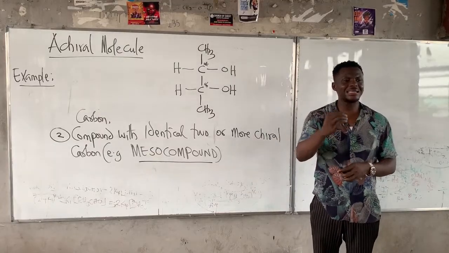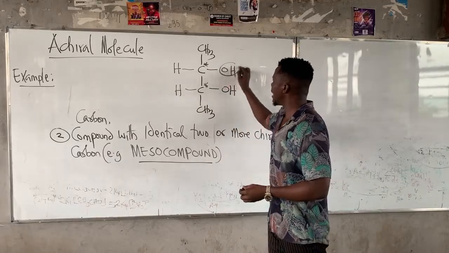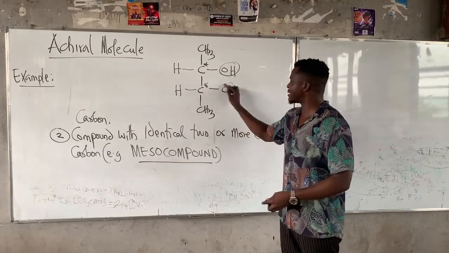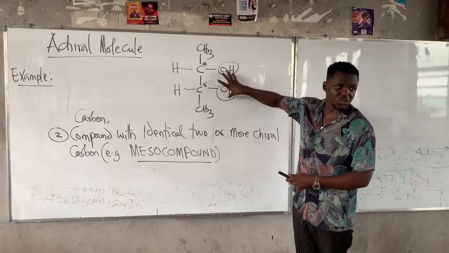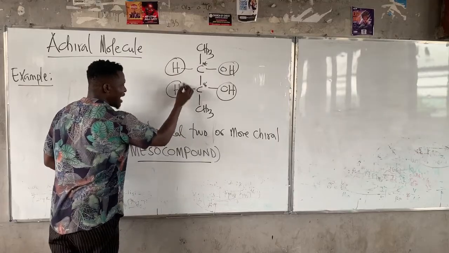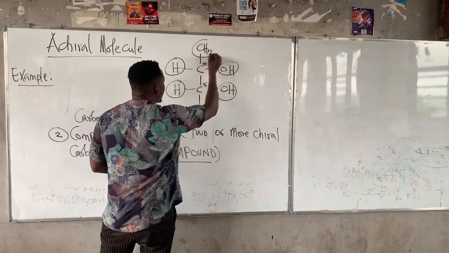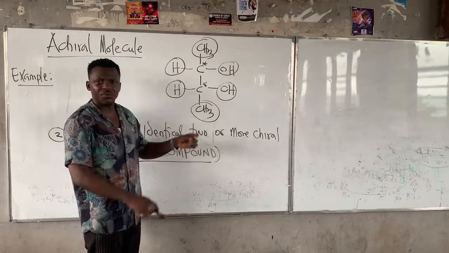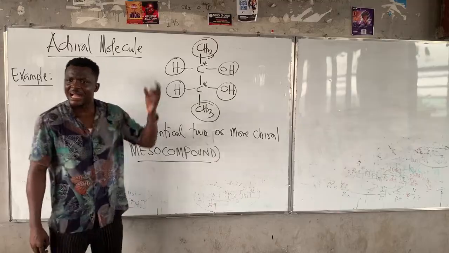Now, how are they identical? I'll show you. Let's consider this carbon. The right hand side of this carbon has OH. Now let's consider this other chiral carbon. The right hand side has what? OH. So on both sides, these two have the same type of substituent. Look at the left hand side. This has H, and this also has H. This is identical. Look at the top: up has CH3, and down has CH3. So this is an example of a compound with two chiral carbons, but it is considered achiral.